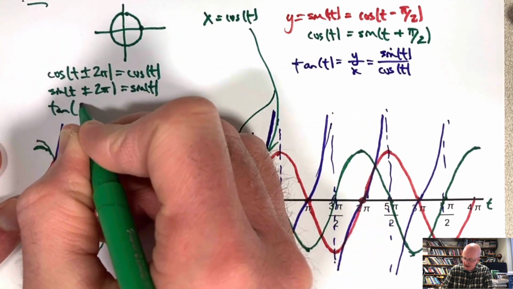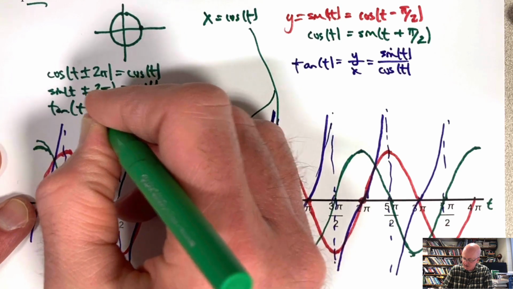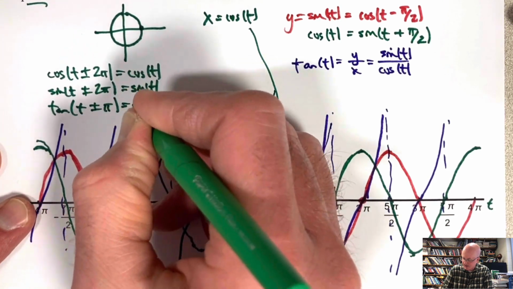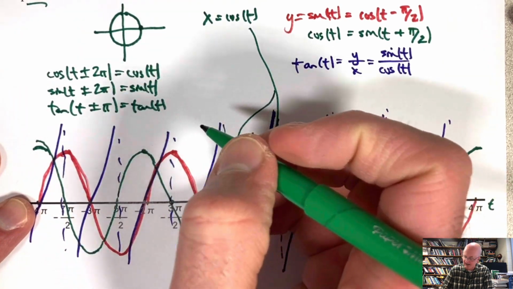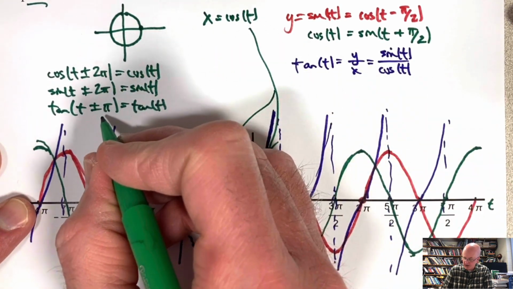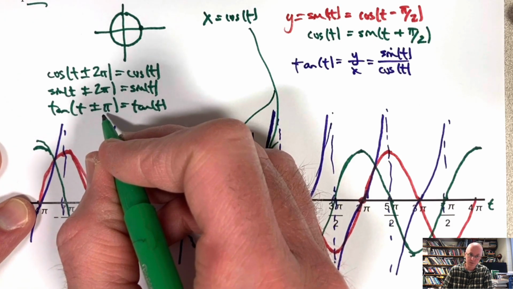Tangent has period pi. I can write tangent of t plus or minus pi equals tangent of t, and I cannot replace these 2 pi's for cosine and sine with pi's, but I can for tangent. I can also replace this plus or minus pi with plus or minus 2 pi, plus or minus 3 pi, plus or minus 4 pi, plus or minus 5 pi, etc. Any integer multiple of pi works.